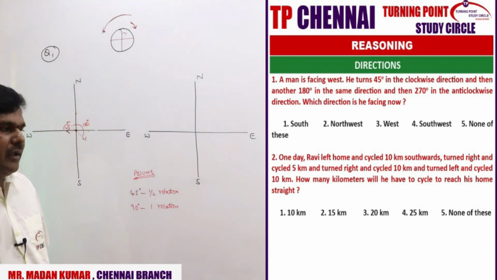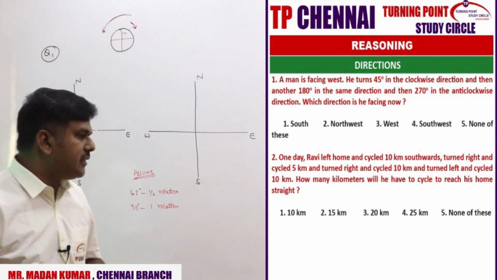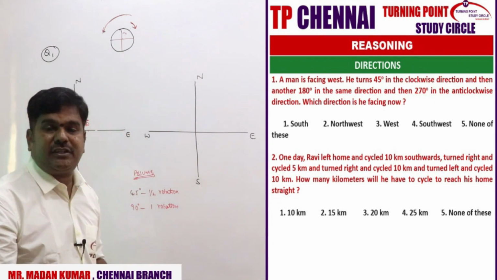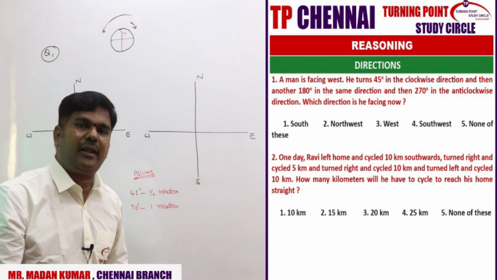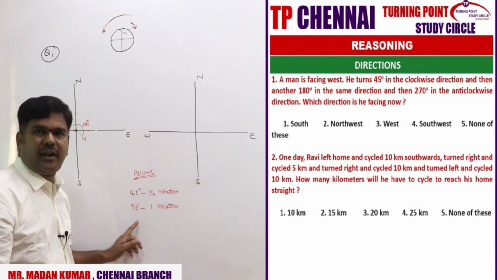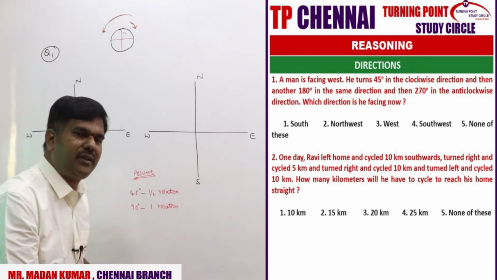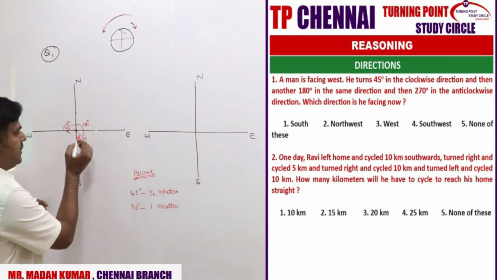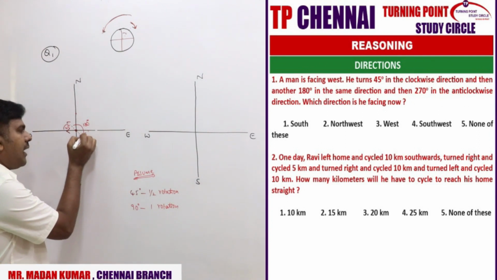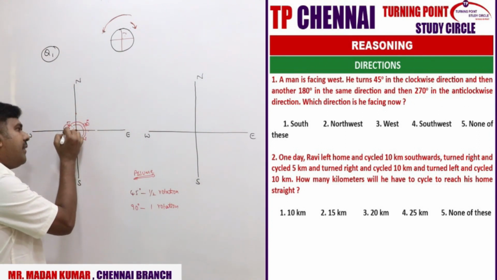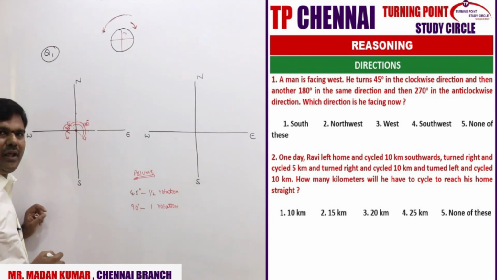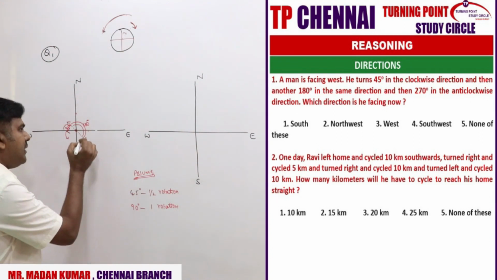And then 270 degrees in the anti-clockwise direction. 270 degrees in the anti-clockwise direction is one rotation and 90, three rotations in the anti-clockwise direction. Or we can take it again in the anti-clockwise direction: 180 plus another 90 plus another 90. Total 270 degrees in the anti-clockwise direction.